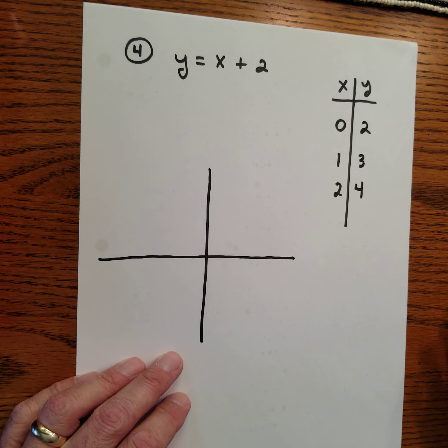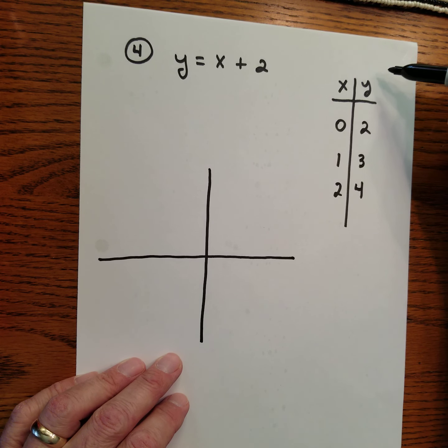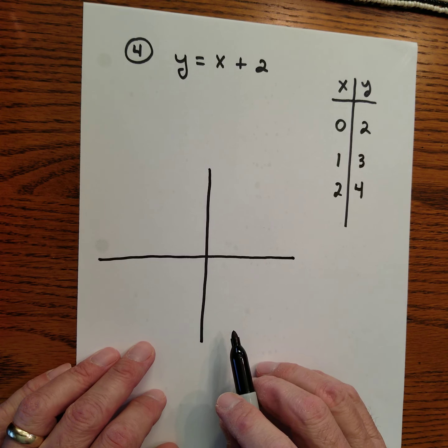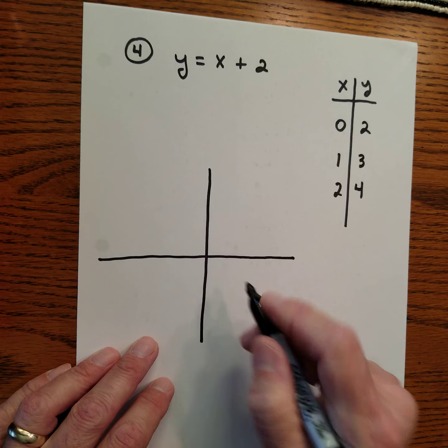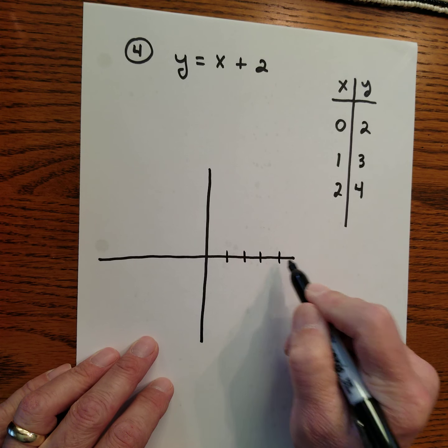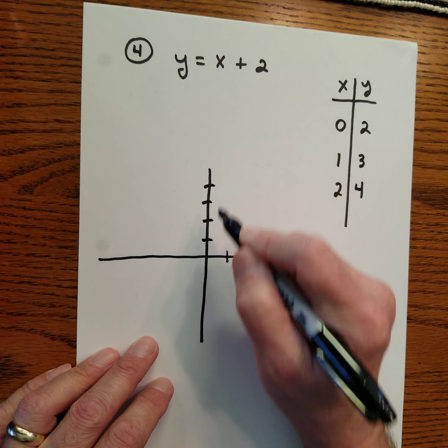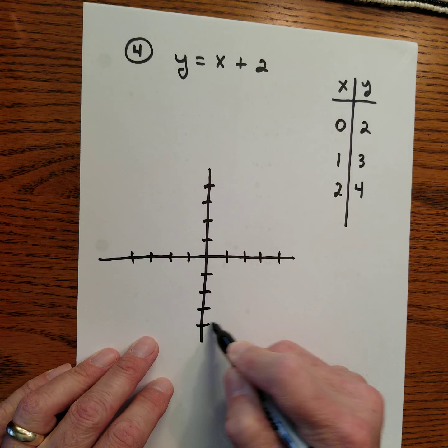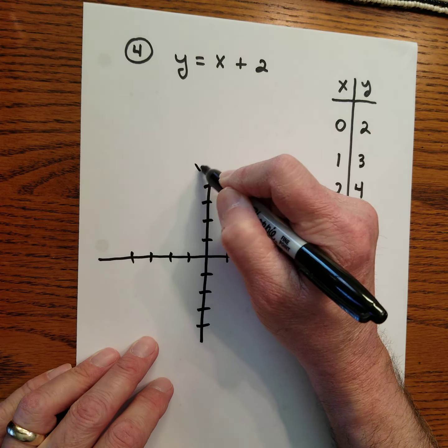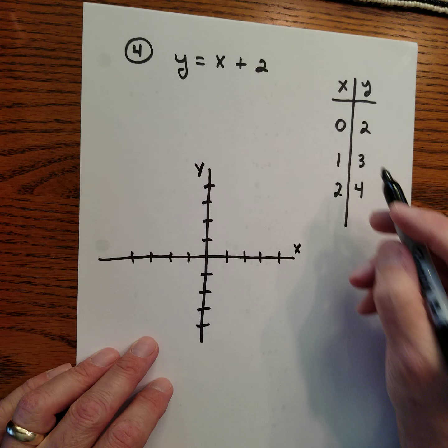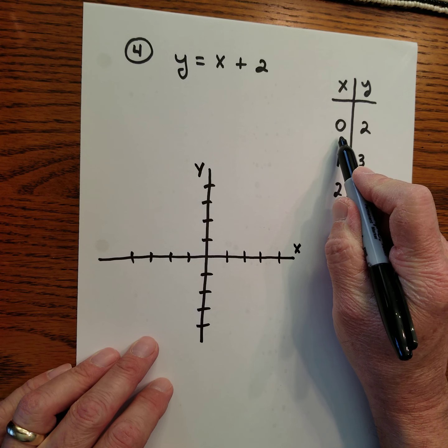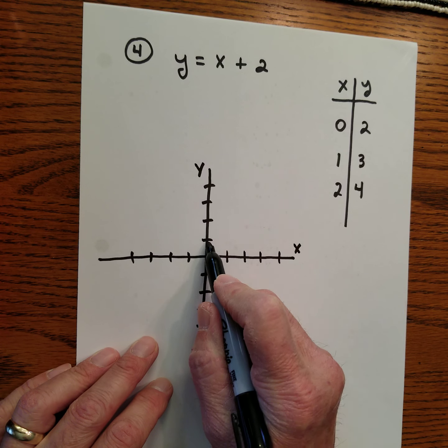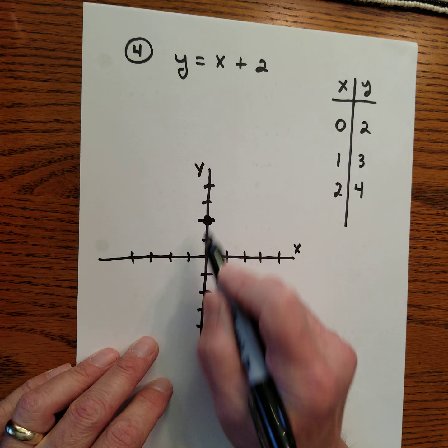When you do these on your homework assignment, I want to see your XY chart and I want to see your graph. How many spaces do I need on my graph? Well, the biggest number I see is a 4. Maybe I'll go out to 4 in every direction. Let me make a note that that's my x-axis, that's my y-axis. And when I plot 0, 2, that's 0 left and right, 2 up.